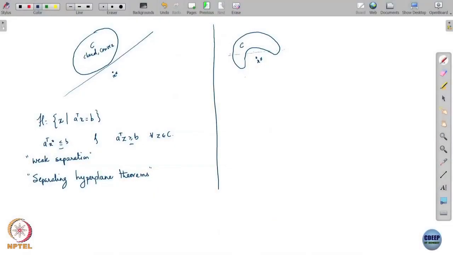There are other points that may be separable, for example a point X star that lies here may be possible to separate from the set C, but it is not possible for every point outside the set. When your set is closed and convex, it can be separated from every point that lies in the exterior.